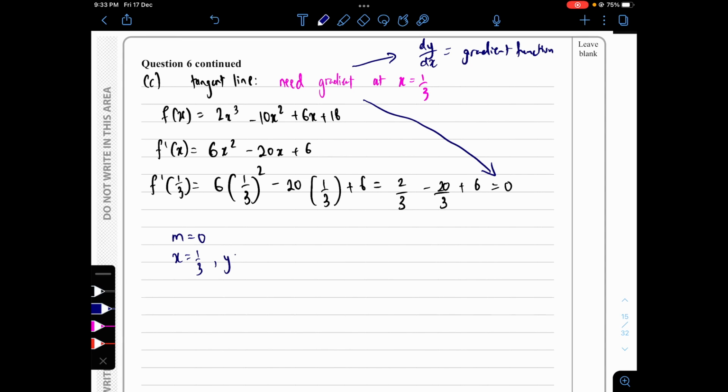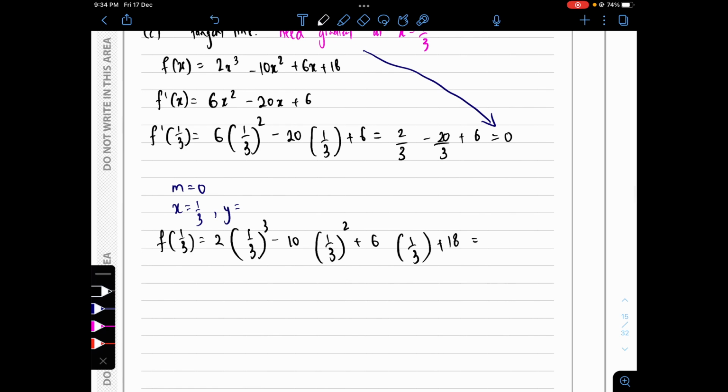Now we need the y coordinate at this point. So how do we do it? We substitute x equals 1 over 3 into the initial equation: 2 times (1 over 3) cubed minus 10 times (1 over 3) squared plus 6 times 1 over 3 plus 18. This gives us 512 over 27.